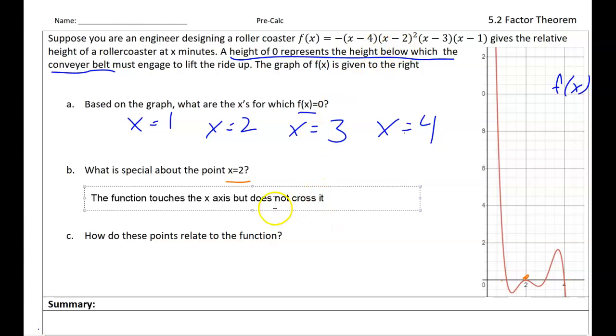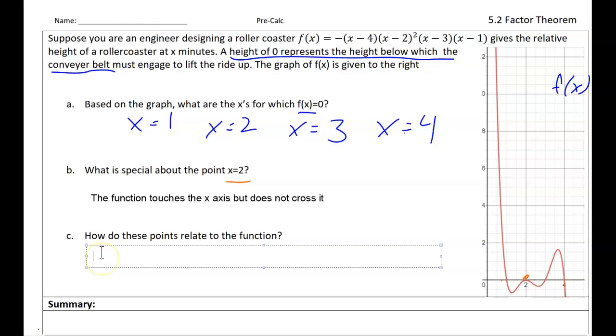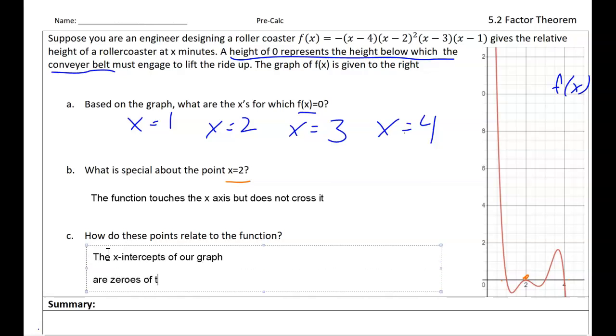And notice at that point where the function touches the x-axis but does not cross it, that factor looks a little bit special compared to the rest of them too. So that's probably part of this relationship we're trying to investigate. So for part C, how do these points relate to the function? Hopefully you're thinking this already. The x-intercepts of our graph are zeros of the factors of f of x.